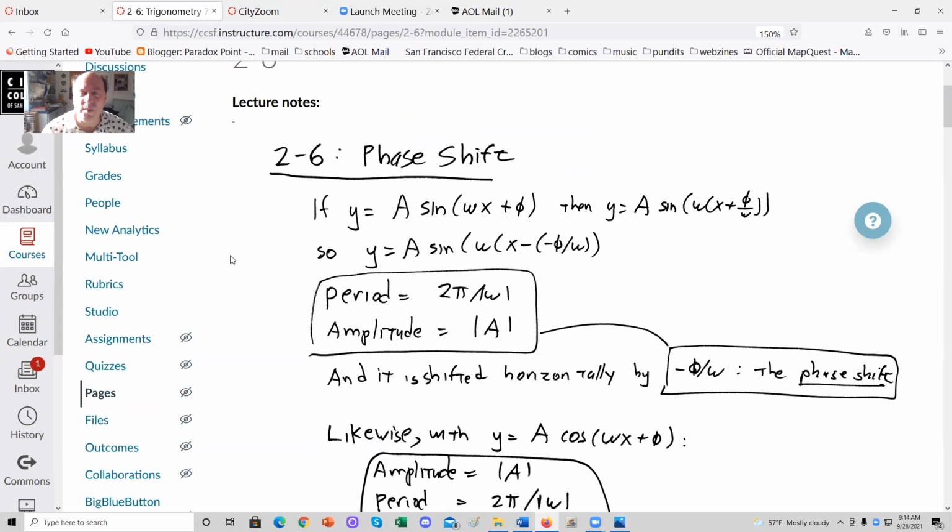It's in this form. We start with a function, an equation y equals a sine omega x plus phi. That's an omega, not a w, though it looks like a w. And this is the Greek letter phi. And this phi is what gives you the phase shift.